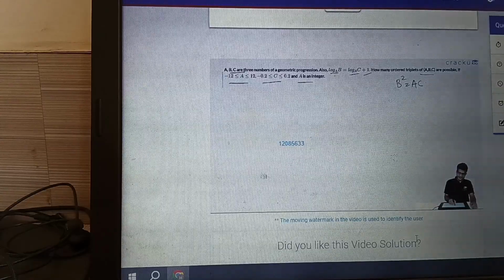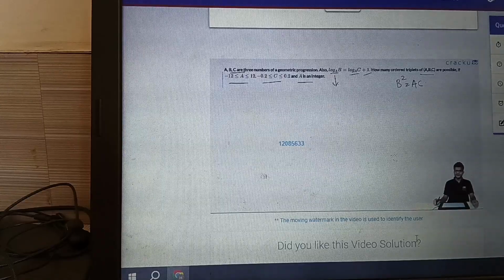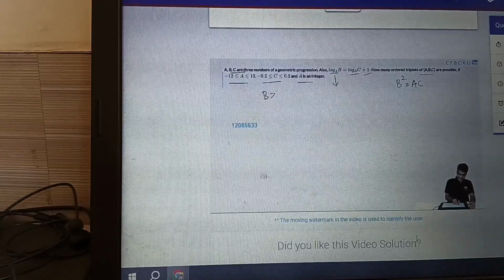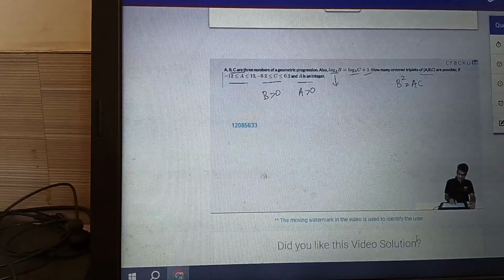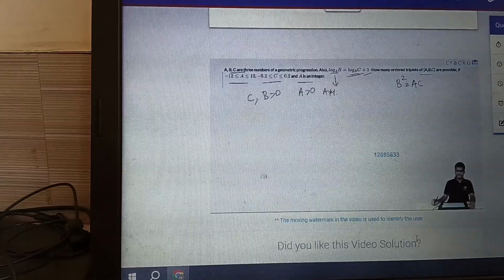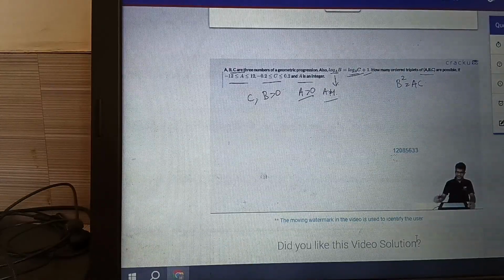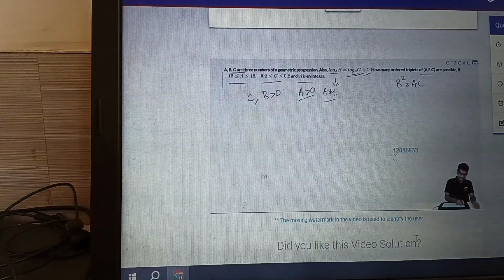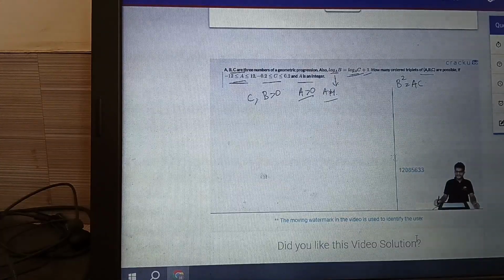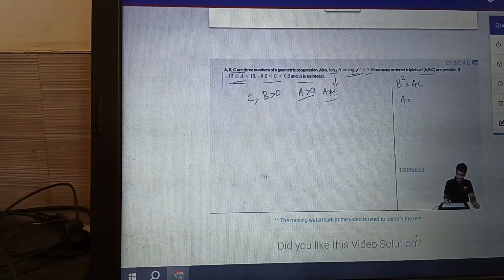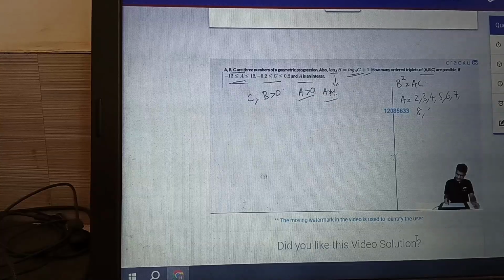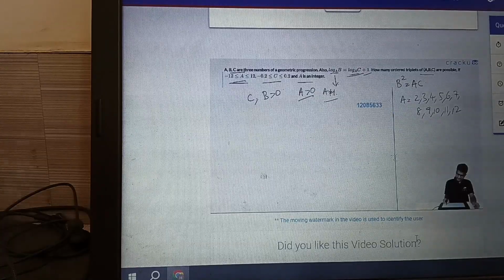The first thing to note is, for a logarithm to be defined, the argument has to be positive and the base has to be positive and not equal to 1. So B has to be greater than 0 and A has to be greater than 0 and A cannot be equal to 1. Same is the case for even the second logarithm. So both B and C have to be greater than 0, A has to be greater than 0 and A cannot be equal to 1. So in the domain that we are looking for, because we are told that A is an integer, A has to be 2 or 3 or 4 or 5 or 6 or 7 or 8 or 9 or 10 or 11 or 12.